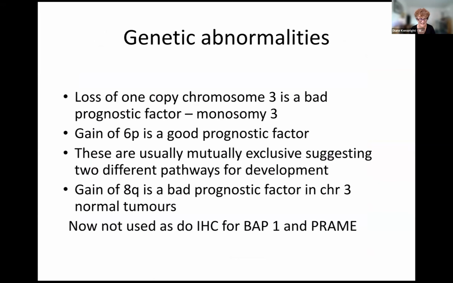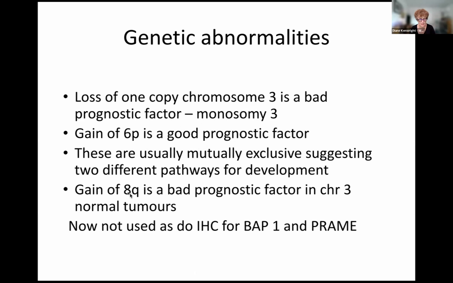Yeah. Okay. Now we know that a lot of the outcomes of melanomas are due to genetic abnormalities. So if you're discussing prognostic factors, go through the macro, go through the histology, but then address the genetics. So this is now old news that chromosome 3 monosomy is bad, gain of 6p is good, and they're usually mutually exclusive, right?